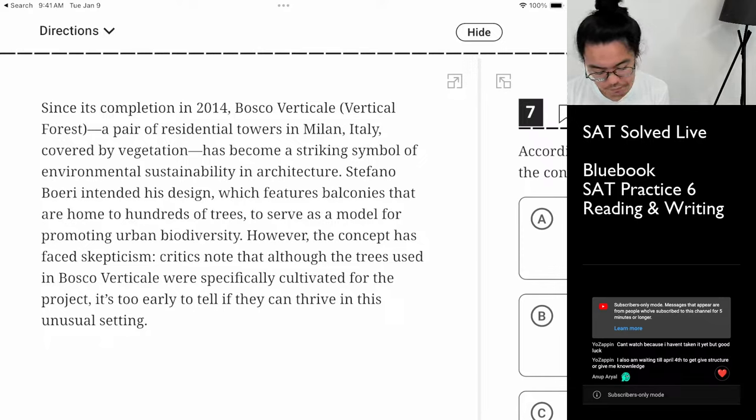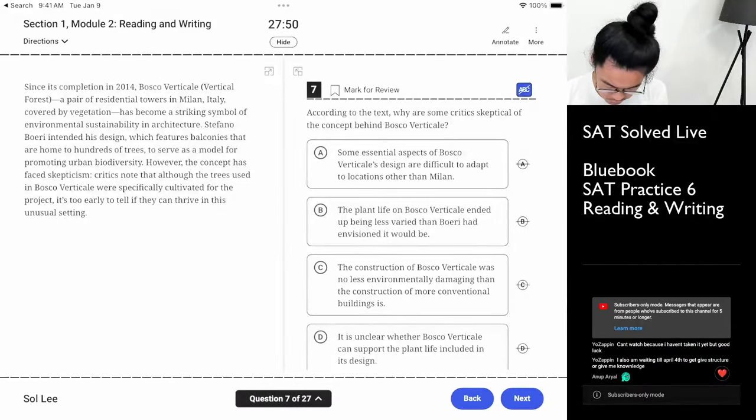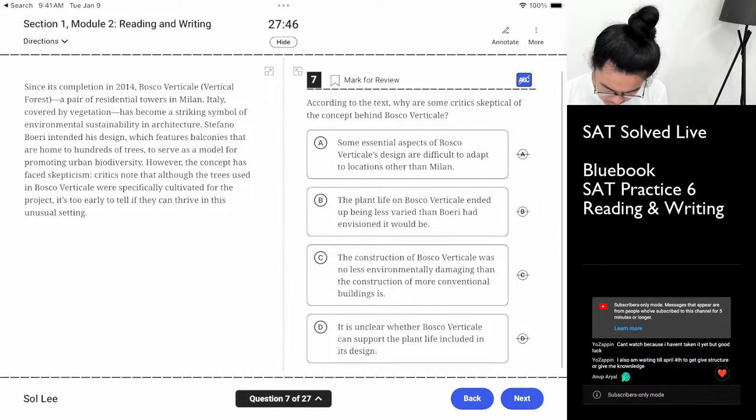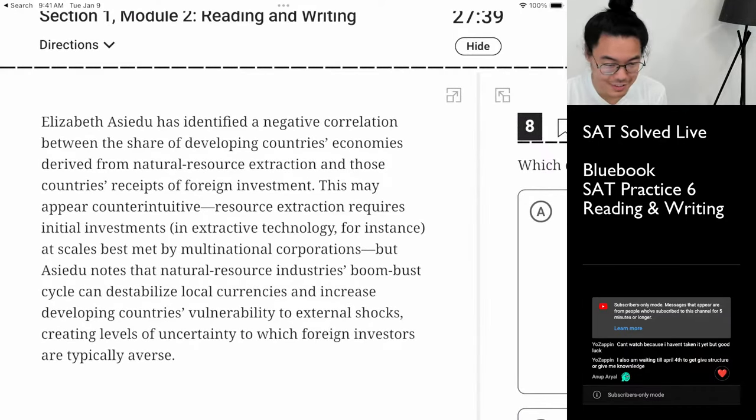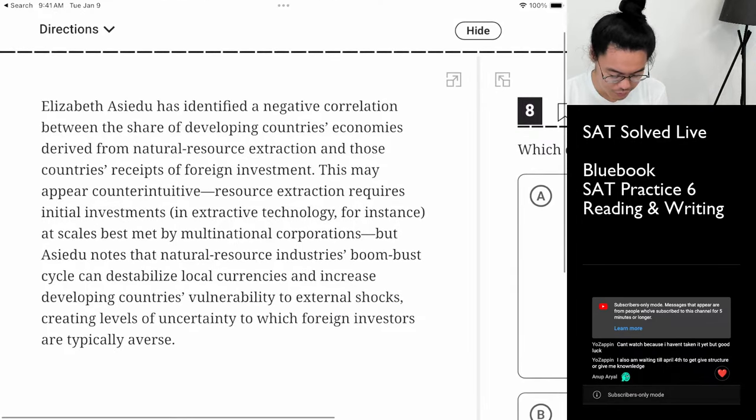Bosco Verticale. You know what I think is making me drop confidence? It's that I'm not actually reading my answer choice slowly. I'm kind of rushing the reading of the answer choice. Sustainability. Balconies for trees. Skepticism. Can they thrive? Okay. So they're skeptical because they're not sure if they can thrive. Support. That's correct. Did I slow down on the answer at all? The thing that I just said that I would do.